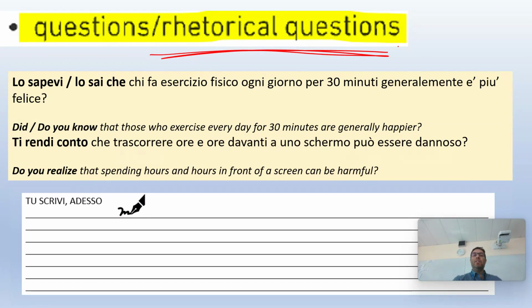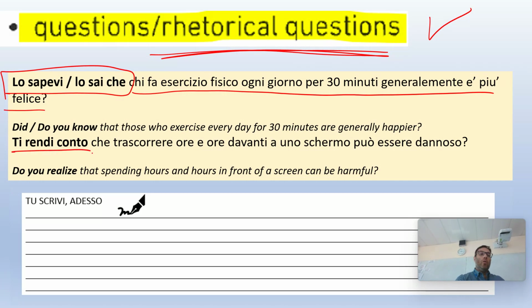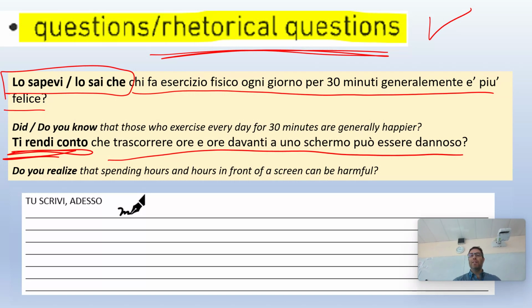Rhetorical questions. This is very important in persuasive writing. Rhetorical questions are those questions that don't need to be answered in the text. They are just, again, used to include and to engage the audience. And the best way to start a rhetorical question is always with lo sai or lo sapevi che chi fa esercizio fisico ogni giorno è più felice? Or even a little bit more dramatic, ti rendi conto che trascorrere ore e ore davanti a uno schermo può essere dannoso? So, rhetorical questions.